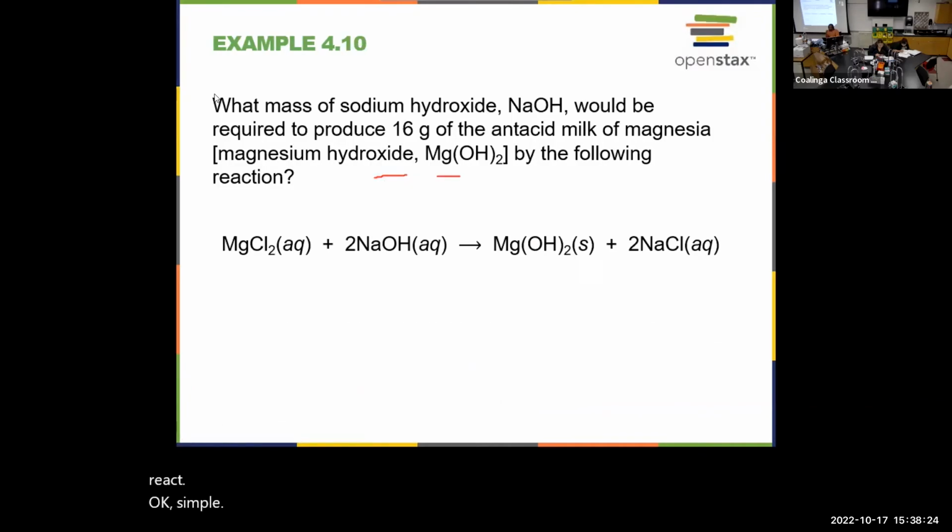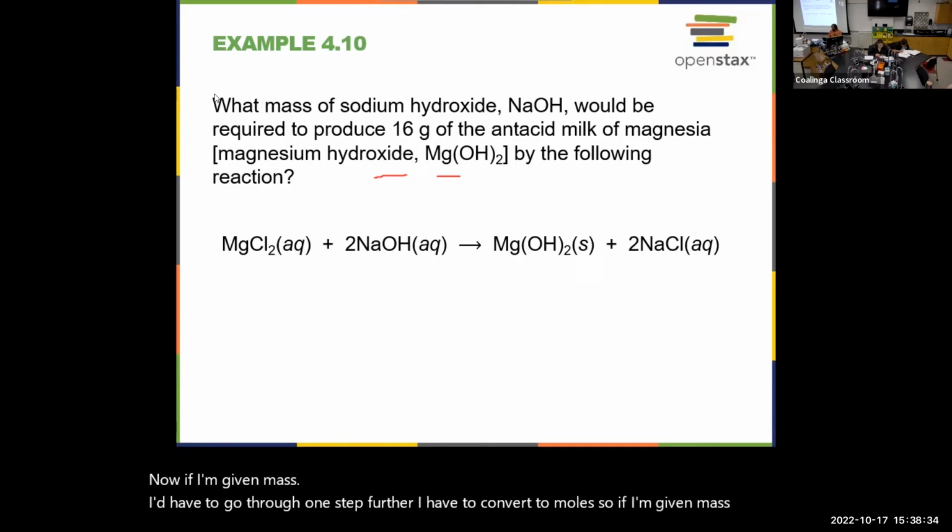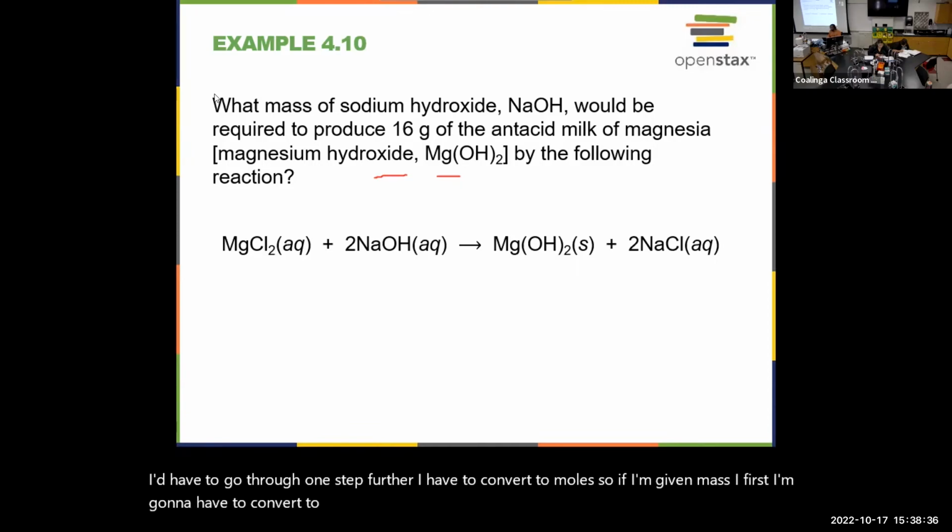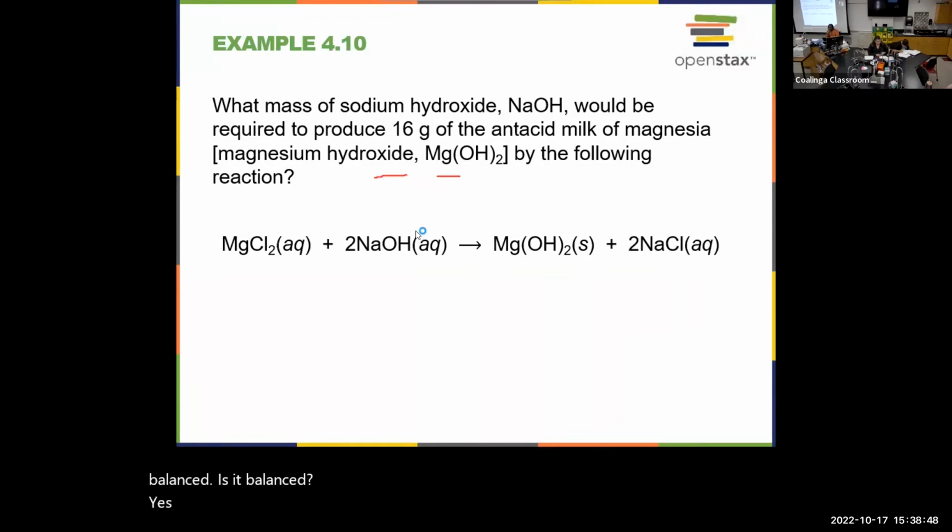Now, if I'm given mass, I'd have to go one step further. I have to convert to moles. So if I'm given mass, I'm going to have to convert to moles. Again, I need to make sure that my chemical equation is balanced. Is it balanced? Okay, so we have a balanced chemical equation. We're going to start off with what's given.